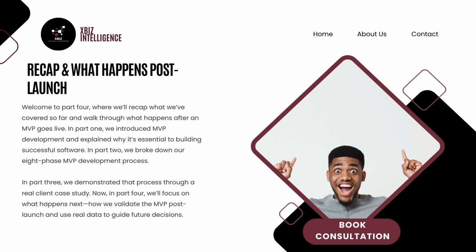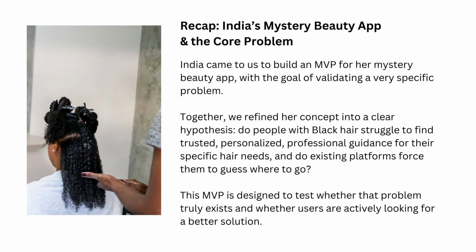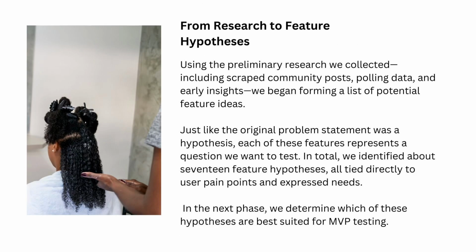to guide future decisions. Let's recap India's mystery beauty app and the core problem. India came to us to build an MVP for her mystery beauty app, with the goal of validating a very specific problem. Together, we refined her concept into a clear hypothesis. Do people with black hair struggle to find trusted, personalized professional guidance for their specific hair needs? And do existing platforms force them to guess where to go? This MVP is designed to test whether that problem truly exists and whether users are actively looking for a better solution.